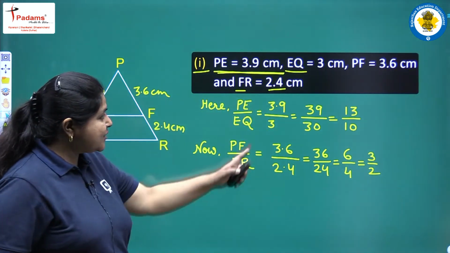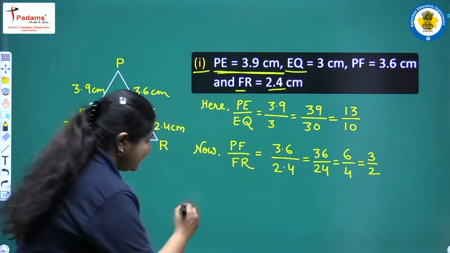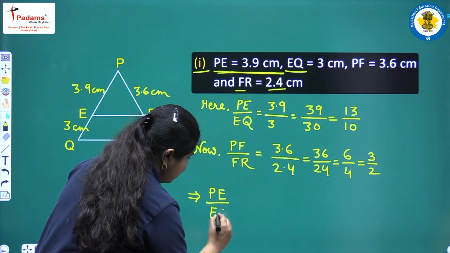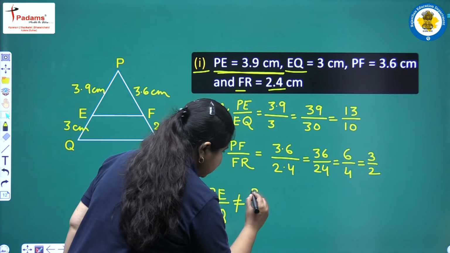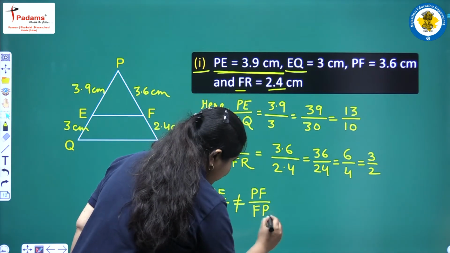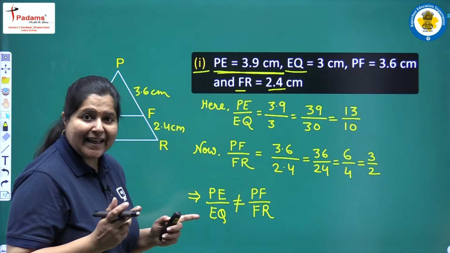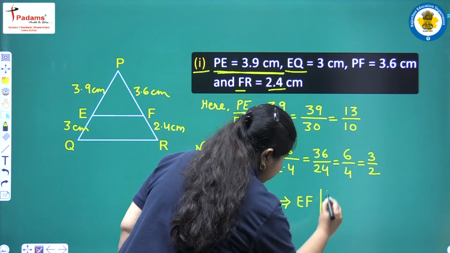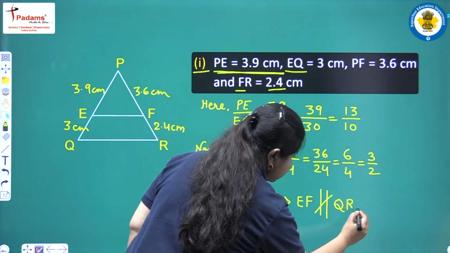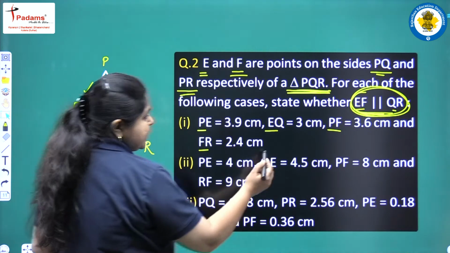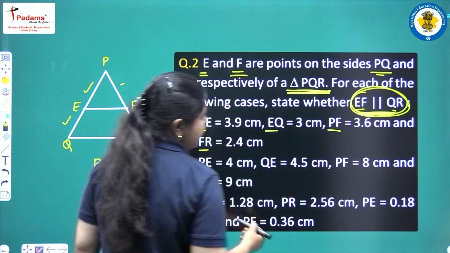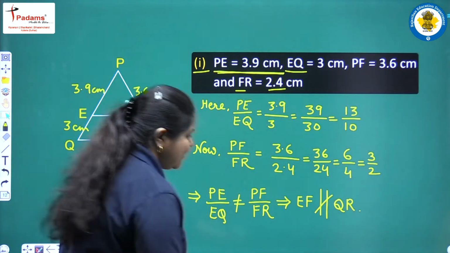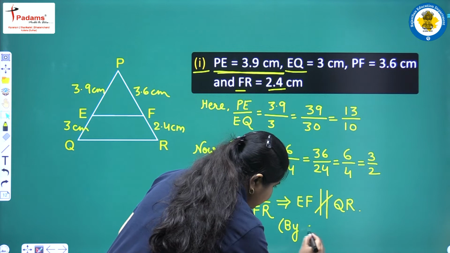Now we see that the two ratios are not equal. Here this implies that PE upon EQ is not equal to PF upon FR. और अब क्योंकि ये ratios equal नहीं है, इसका क्या result मिल रहा है हमें? That EF is not parallel to QR. हमसे यही पूछा था, बताइए कि EF पैरेलल है कि नहीं QR के. तो अब क्योंकि ये रेशो इक्वल नहीं आ रहा है तो ये दोनों पैरेलल नहीं है बाय द कन्वर्स ऑफ BPT.